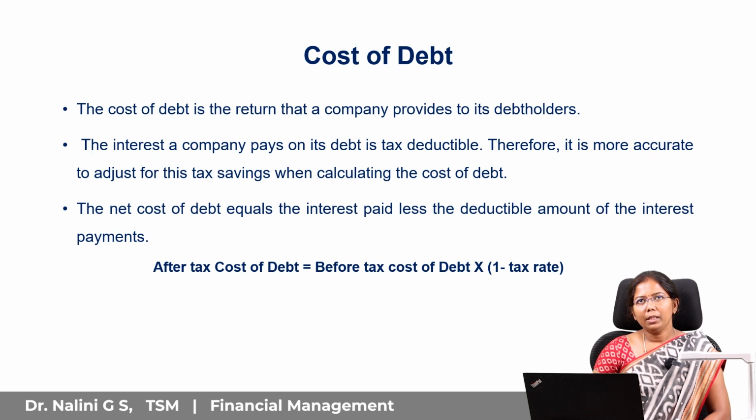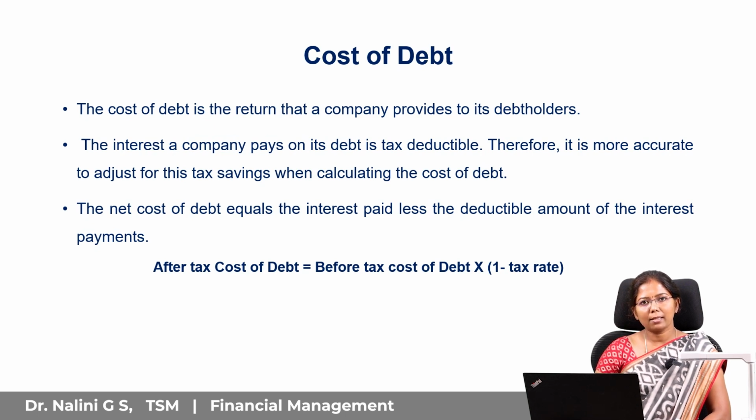Let's say the company has raised money from the debt holder, and the company agreed to pay a 10% interest rate. So the 10% interest rate is the before tax cost of debt, and the company's corporate tax rate is, let's say, 30%. If you apply that in the formula, after tax cost of debt is equal to before tax cost of debt, that is 10%, into 1 minus T, where T is 30%, the company's corporate tax rate. In that case, after tax cost of debt will be only 7%. We have to consider that 7% as the cost of debt.